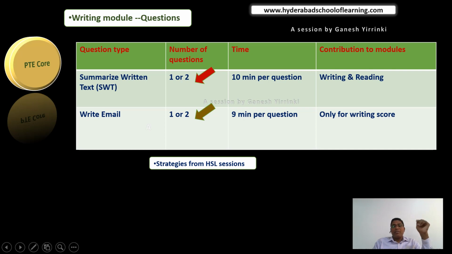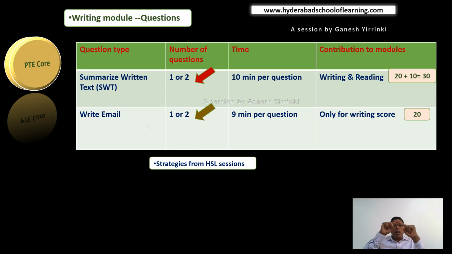So points are like this. The overall weightage of summarize written text is 30 points: 20 to writing, 10 to reading. But if you do the right things in summarize written text question, you will get contribution to reading score also. That you will understand as part of the strategy. And write email also, we have got around 20 points. Even if you get 2 questions, it is not beyond 20 points.